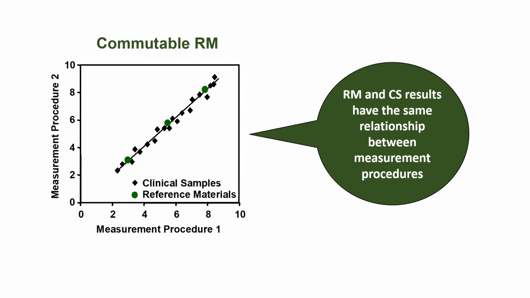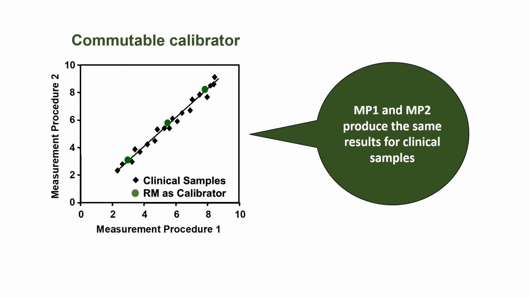Diagrammatically, a commutable reference material is shown in green here and has the same relationship between two measurement procedures that is observed for a set of clinical samples. When a certified reference material is used as a calibrator and is commutable for use with these two measurement procedures shown in this example, the two measurement procedures then produce the same results for clinical samples.